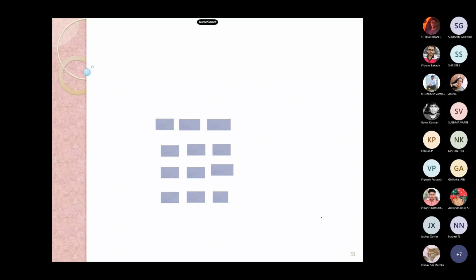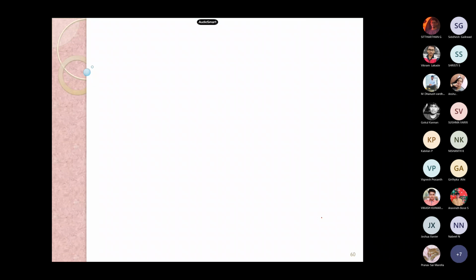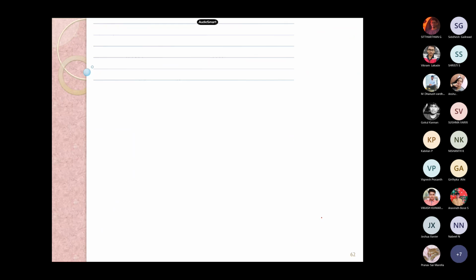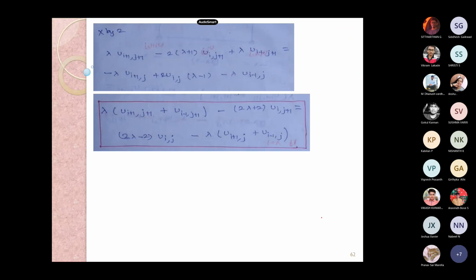Just a minute. See, this is the derivation, and this is the Crank-Nicolson formula.